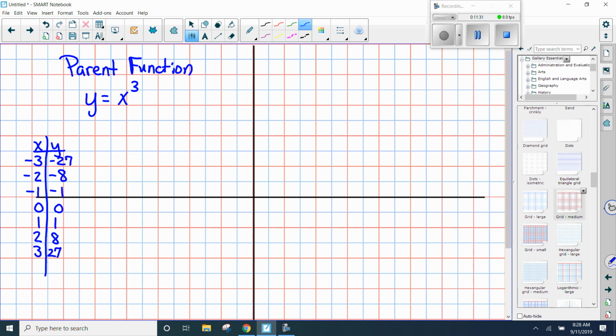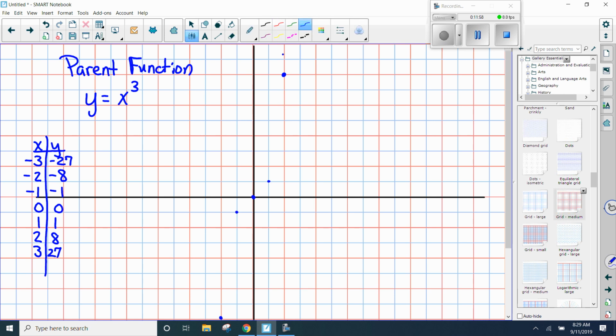At -2, I'm going to go to -8. At -1, I get -1. Then you get 0. Then you're going to get 1. At 2, you get 8. That's 6. Did I go 6 here? 2, 4, 6. Yes, I did. 2, 4, 8. Right down here. And then you have 27.